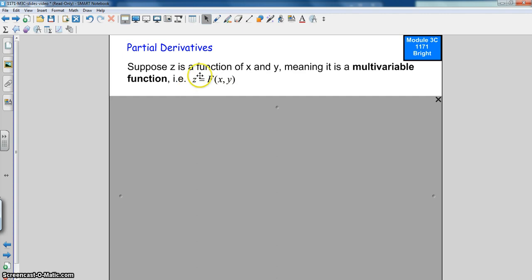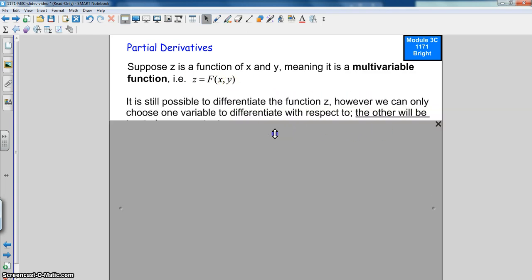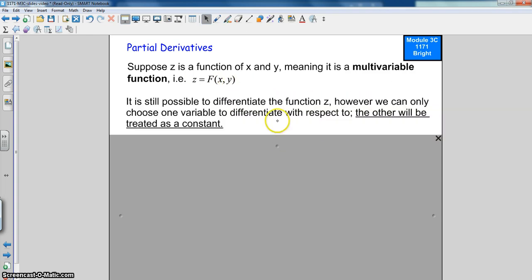For example, we are often going to deal with a function z that is a function of x and y. We can still differentiate the function z, but we can only differentiate it with respect to one variable at a time. So we either have to choose x or y. When we do this differentiation process, the other variable will be treated as a constant. So if we're differentiating with respect to x, we think of y as just a number, as a constant.